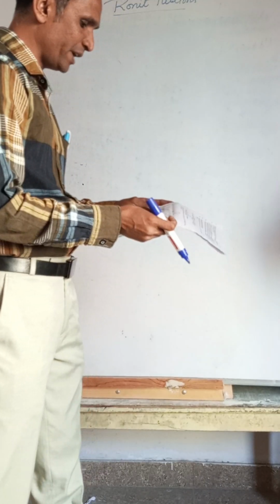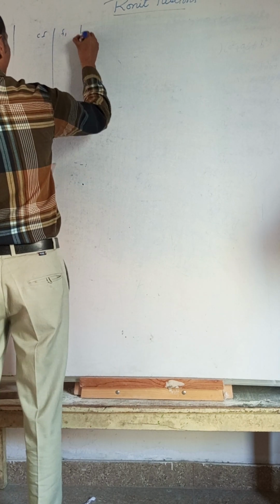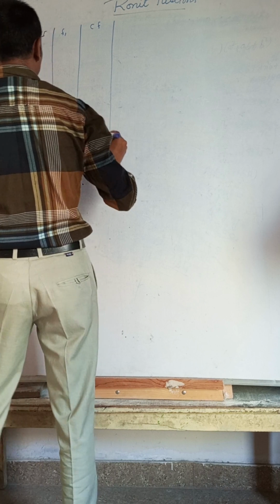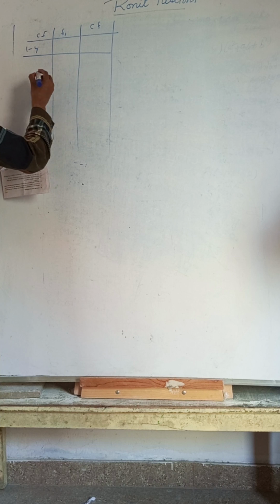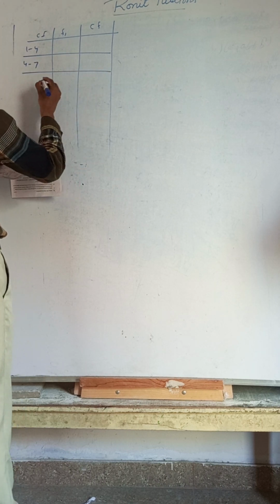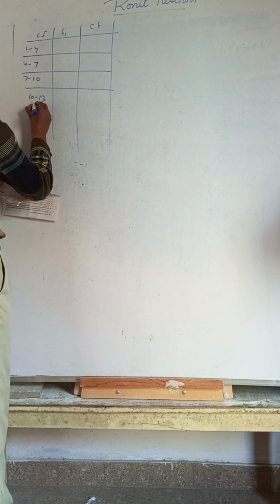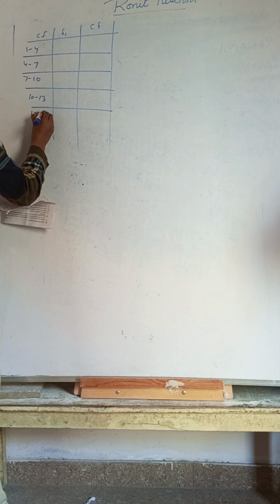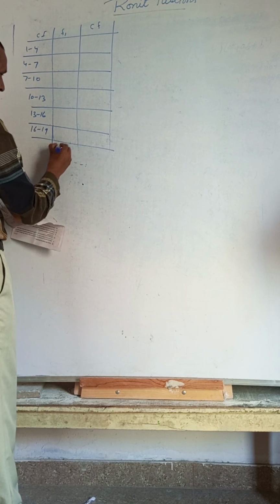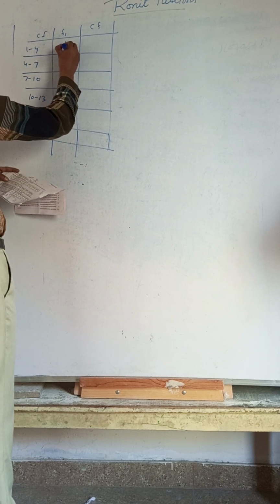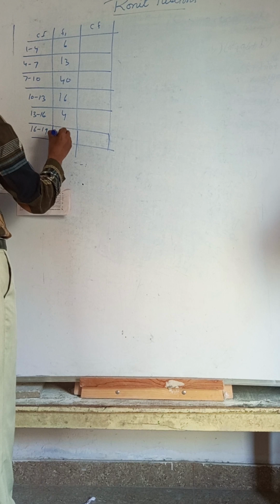Calculate the median for the following data. Median is asked. The class intervals (CI) and frequencies (F) are given, and we have to find the CF. Then we proceed next. The class intervals given are 1 to 4, 4 to 7, 7 to 10, 10 to 13, 13 to 16, and 16 to 19, and the frequencies given are 6, 13, 40, 16, 4, 4.